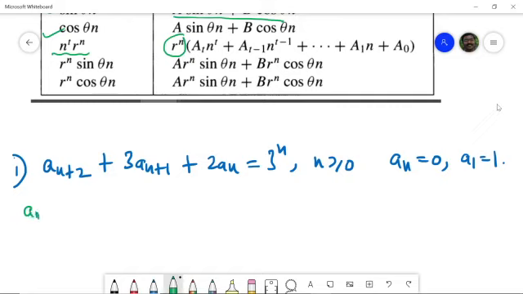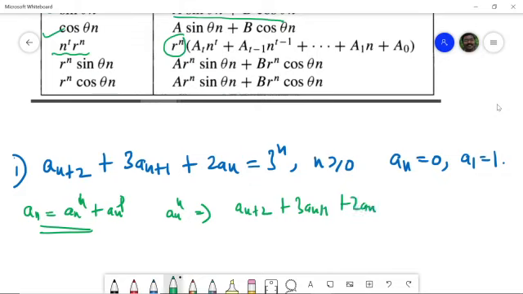So as discussed earlier, this is a linear non-homogeneous equation with constant coefficients. So the solution will be of the form a_n^h plus a_n^p. I hope you understand this step. Now to find a_n^h, we will write the corresponding homogeneous equation, which is a_(n+2) plus 3a_(n+1) plus 2a_n is equal to 0.